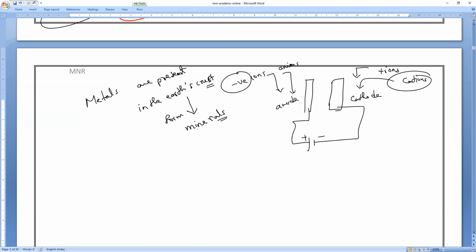So if you notice, what is the most abundant mineral in the Earth's crust? Anybody know? All of you? What is the most abundant?